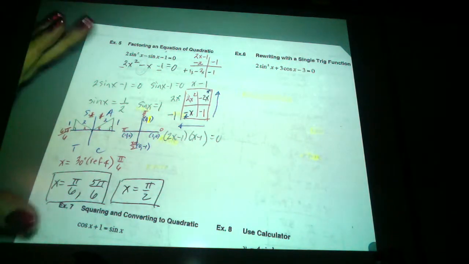Then look at example 6. What's different about example 5 and 6? Yeah, we have different trig functions. We have a sine squared and a cosine. So we can't do in this one what we did in example 5. This is very similar to example 4 on the worksheet that I gave you on Friday.